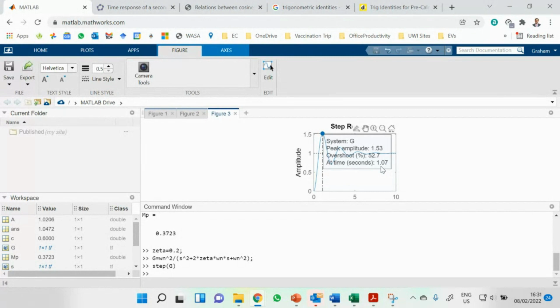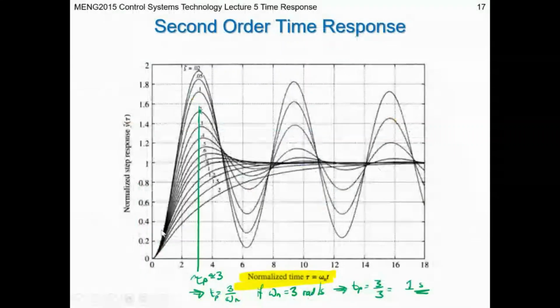So I think that's quite good, because I just did a rough measurement here at my 3. Let's see about the peak overshoot. So we could compare that as well and see how it looks. Right, so this is about 1.53 to my estimates. Peak amplitude 1.53.